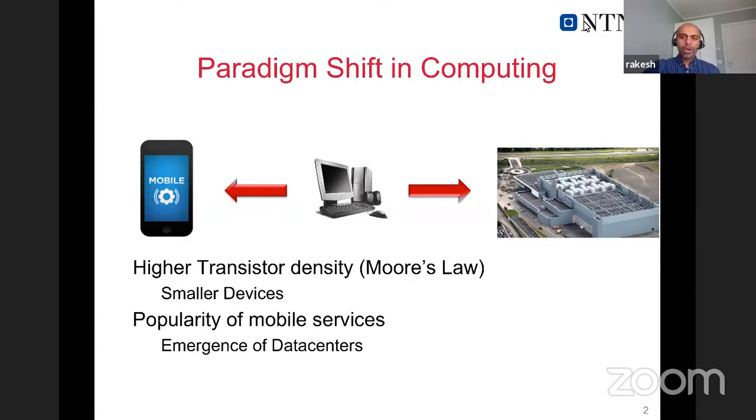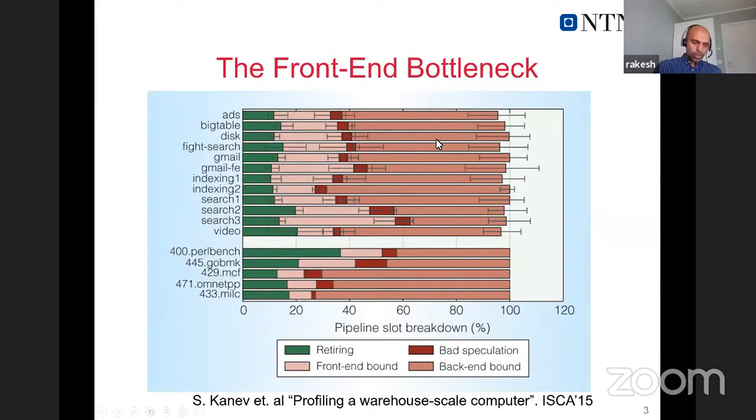And in terms of microarchitecture, Google published these results around 2015. What they show is how these new applications behave compared to traditional applications on microprocessors. This graph shows where the cycles are spent while executing these applications: how many cycles are used when we are actually retiring instructions, when we are stalled at the front end, bad speculation, and at the back end.